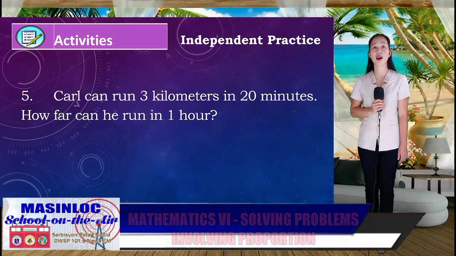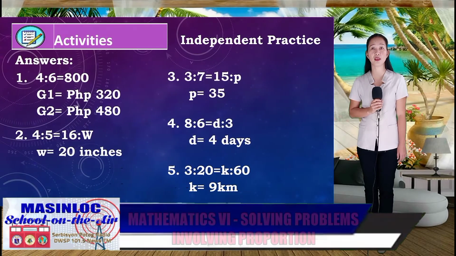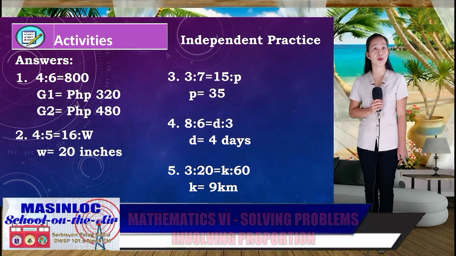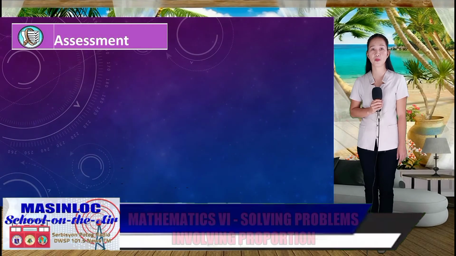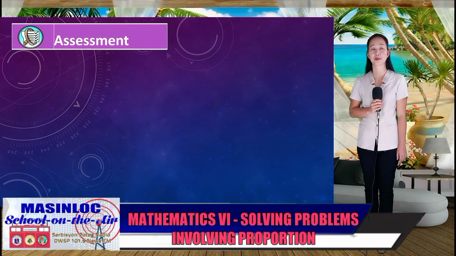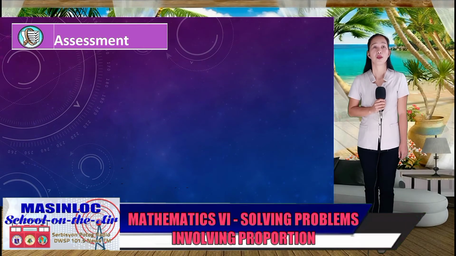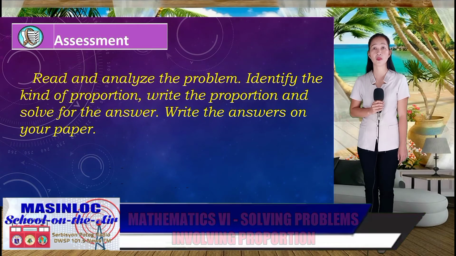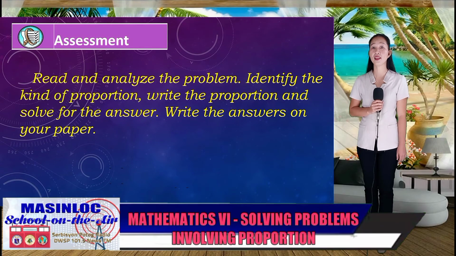Okay, compare your answers with the answers shown on the screen. Did you get all the correct answers? Very good! Now, you are ready for the assessment to know if you really understood today's lesson. Are you ready? Read and analyze the problem. Identify the kind of proportion, write the proportion, and solve for the answer. Write the answers on your paper.